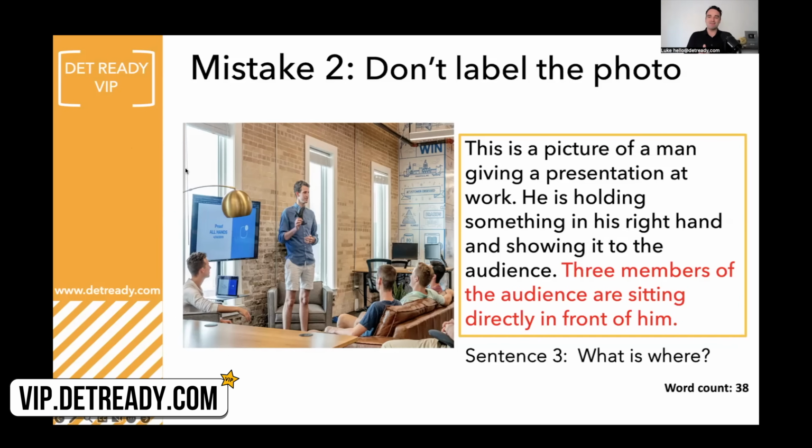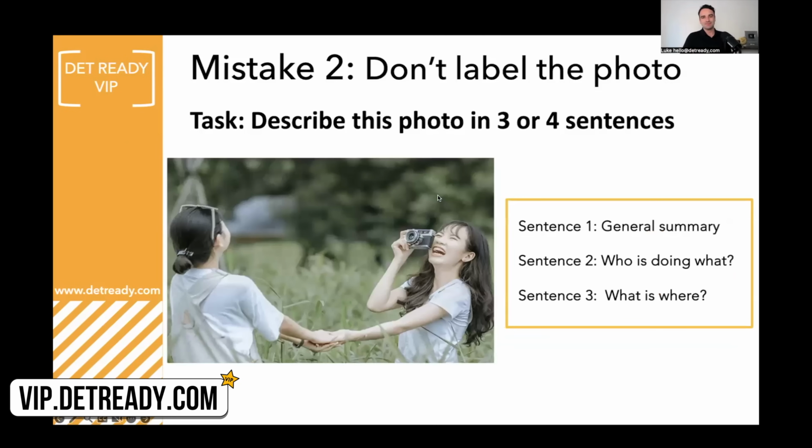Now, this is a very descriptive answer. This is a high scoring answer, and it is much better than just labeling the photograph. The word count is 38 words, so I think that's achievable. If you cannot do all three sentences, that's fine. Just two is fine. But still, this is a good description, a good way to describe a photograph. So mistake number two, do not label.